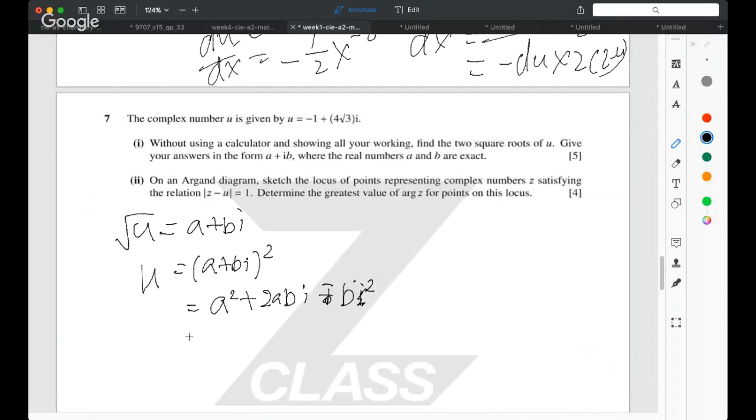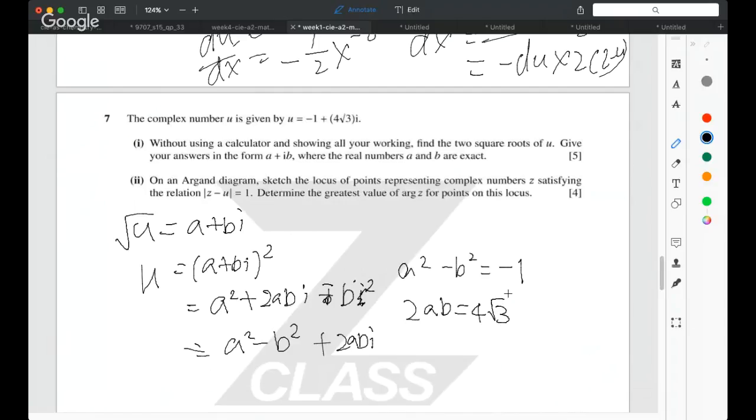So now we have a squared minus b squared and 2ab. Do you understand why we are doing this? Yes. And we have u equal to -1, so a squared minus b squared equals -1. And 2ab is going to be, and then we solve this. Do you know how to solve the equation? Oh, sorry. Then go on to part 2, please.